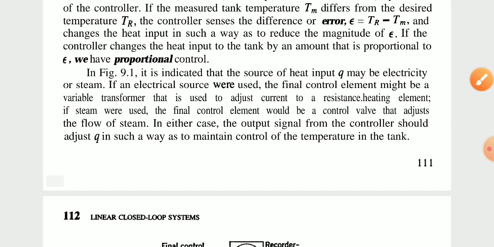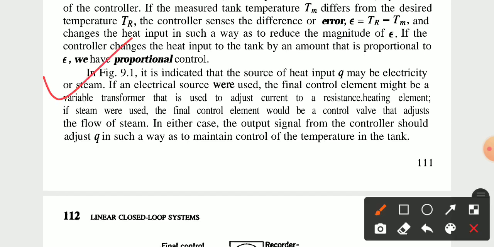In figure 9.1, the indicated source of heat input Q may be electricity or steam. If an electrical source were used, the final control element might be a variable transformer that is used to adjust current to resistance heating elements. If steam were used, the final control element would be a control valve that adjusts the flow of steam. In either case, the output signal from the controller should adjust Q in such a way as to maintain control of the temperature in the tank.